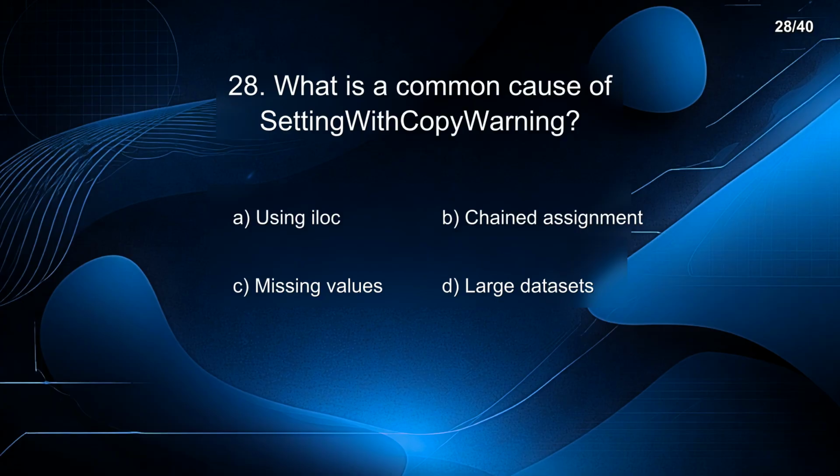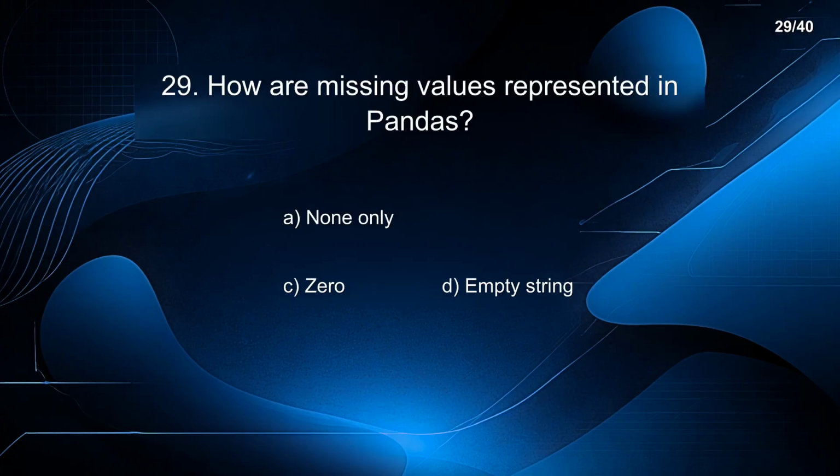Correct answer is B. Chained assignment. 29th question. How are missing values represented in pandas? A. None only. B. NaN. C. 0. D. Empty string.